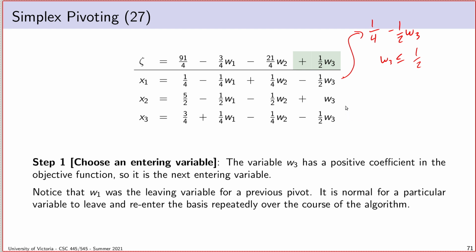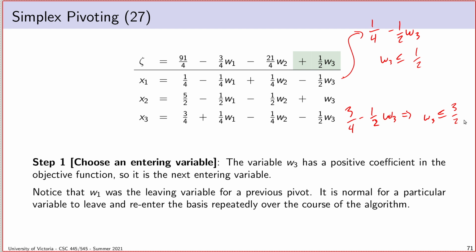Okay, and then here similarly I've got 3 over 4 minus 1/2 w3. And that implies that 1/2 w3 is less than or equal to 3 over 4. If I multiply both sides by 2, then I end up with 6 over 4, which for the sake of simplifying things is 3 over 2.